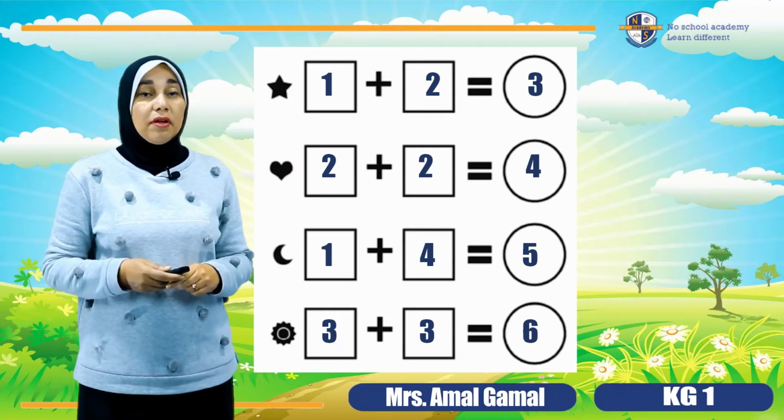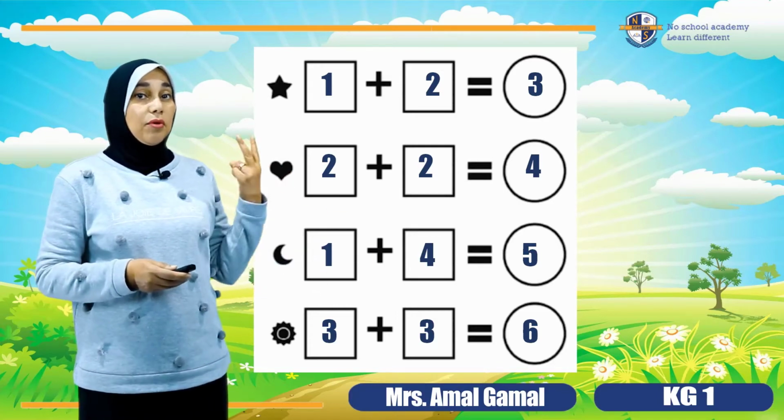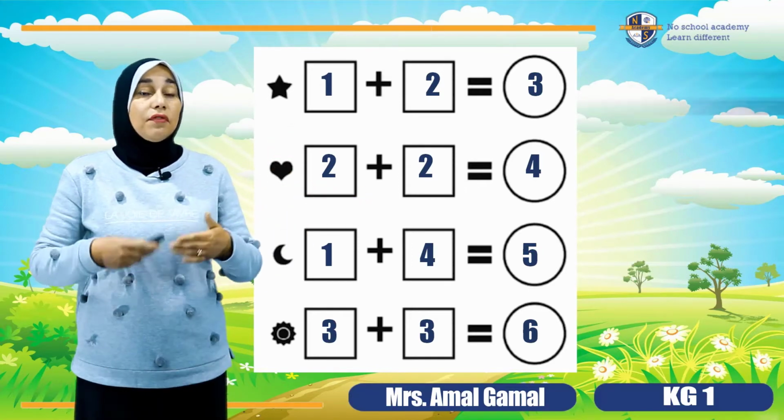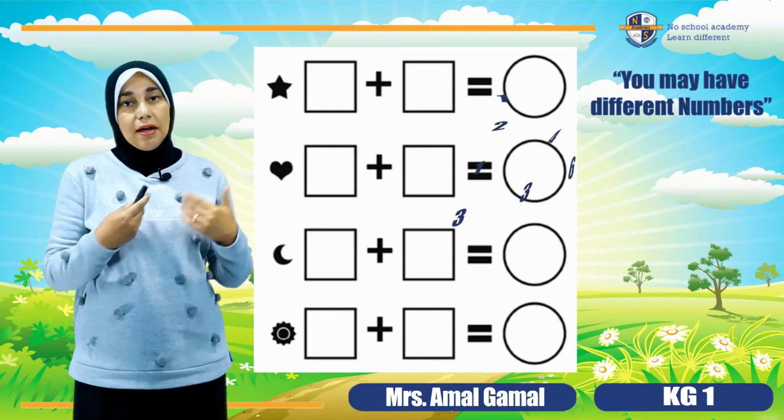So this is an example. If I roll the dice, I have 1, and I roll the dice again, and it gives me the number 2. So 1 plus 2 gives me 3. And I have different examples. You can have different numbers, by the way. This is just an example that I put for you.